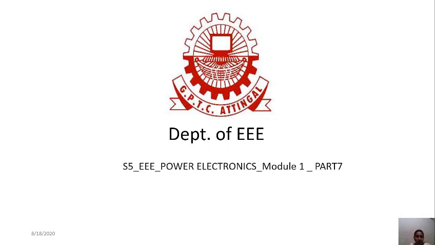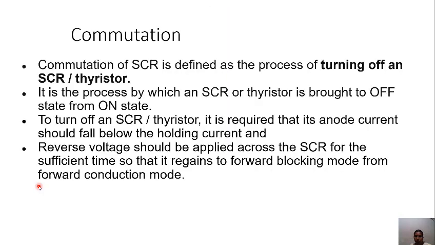So this is the last topic of our first module, commutation techniques of SCR. In the last class we have discussed class A, class B and class C as well as the natural commutation. So in this class we will be discussing class D and class E commutation.